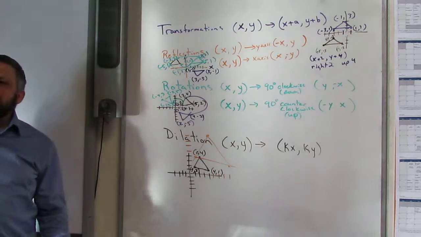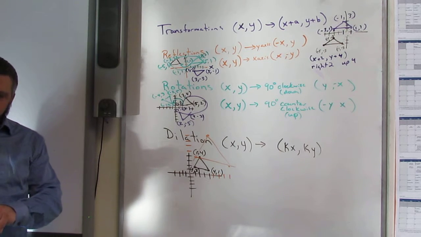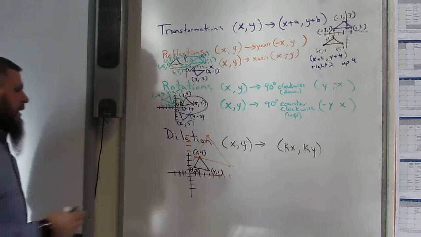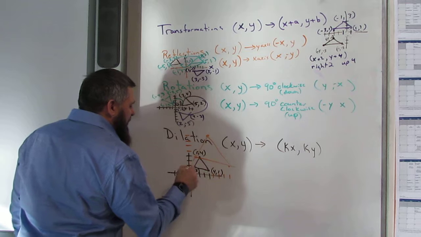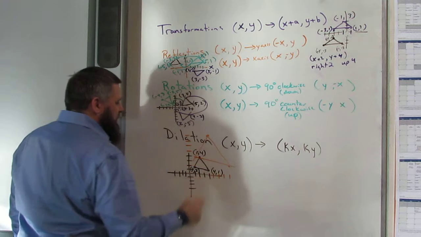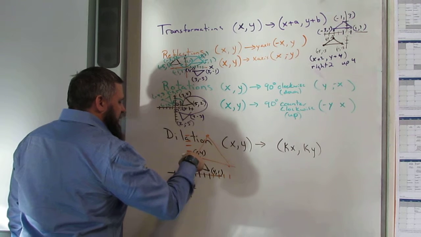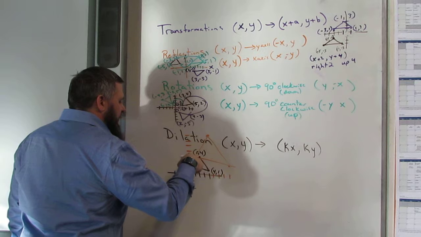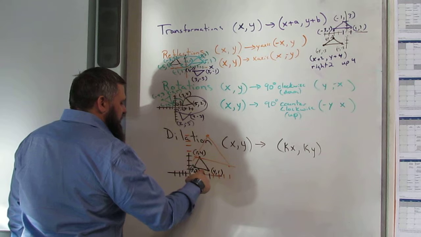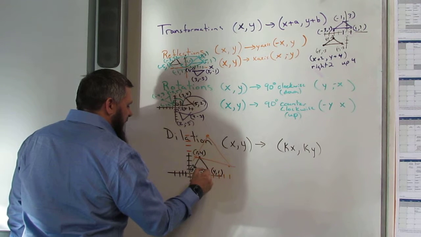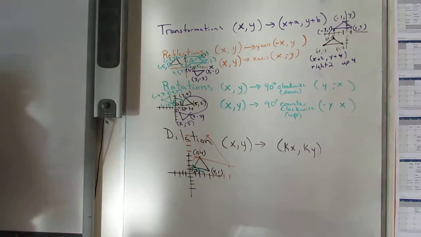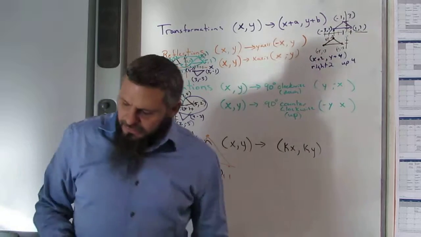Now, could I make it smaller? Sure. What if I multiply it by a half? If I multiplied it by a half, the 1 would become a 1/2. And the 2 would become a 1. And the 4 would become a 2. And the 1 would become a 1/2. And that would be smaller. Half the size.